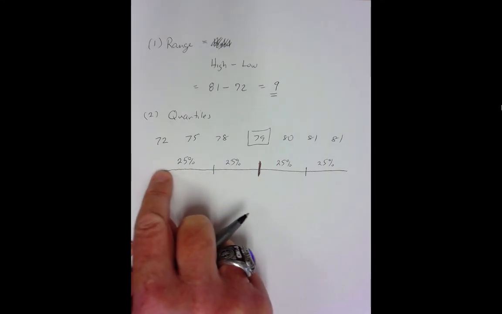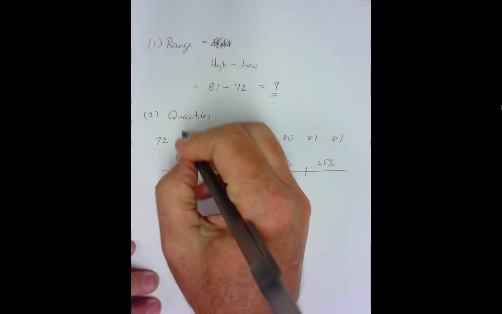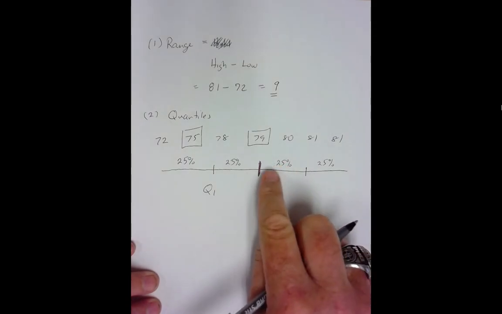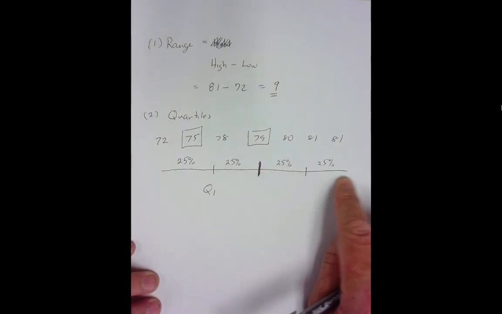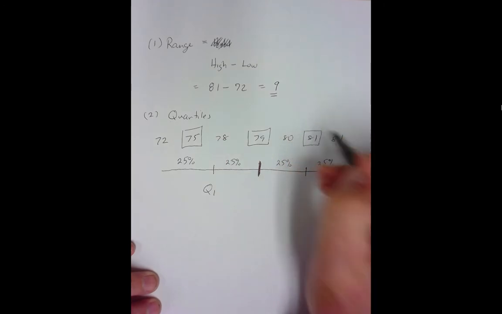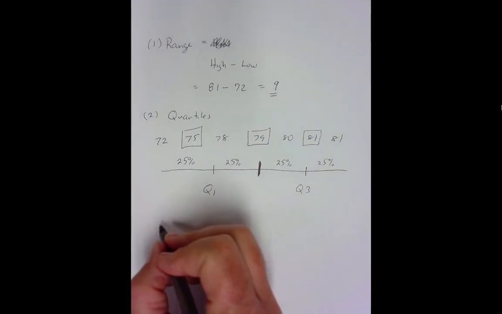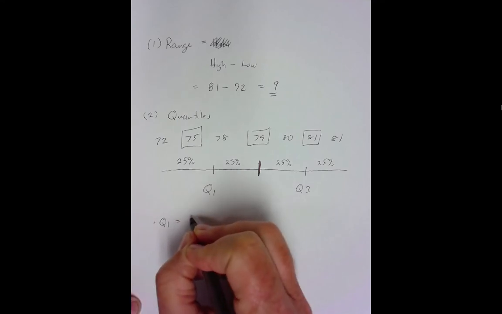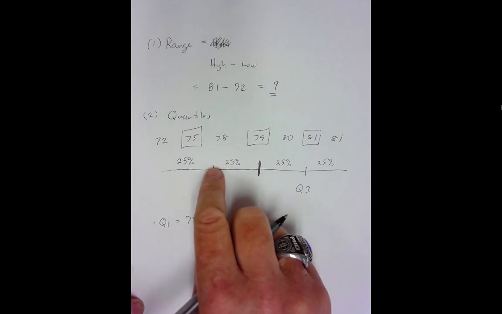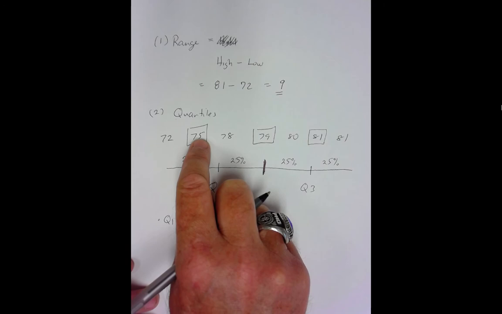Take what's below the median and cut it in half. Well, guys, that's Q1. Take what's above the median, cut it in half. That's Q3. So guys, what we can say here is Q1 equals 75. So what happens to Q1? 25% of our data approximately are below Q1.